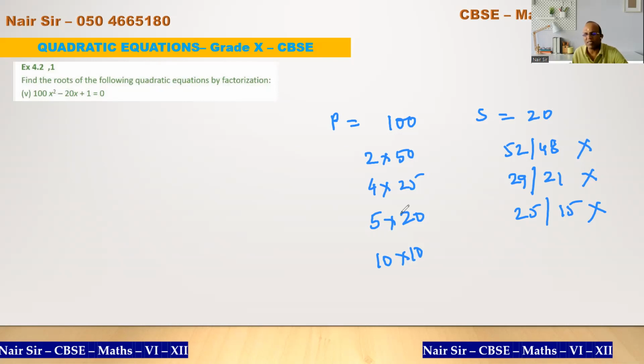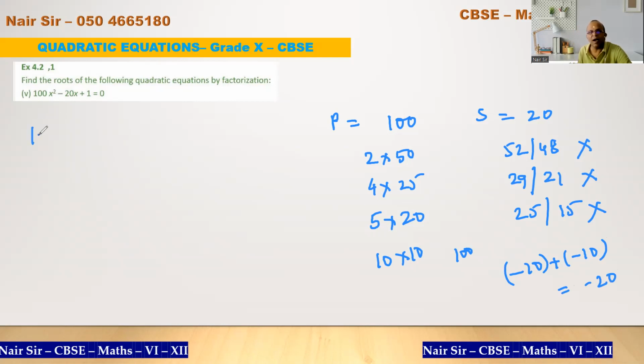But the reason I'm doing this step is that whenever you get a number and you do this, you will never make a mistake. 10 into 10 is 100, and the middle term is minus 20, so I will have minus 10 plus minus 10. That is minus. So I've got my numbers.